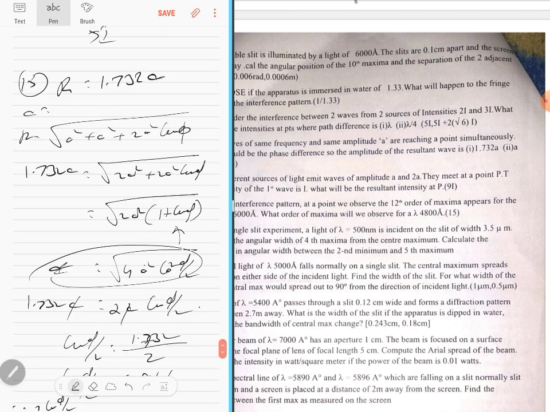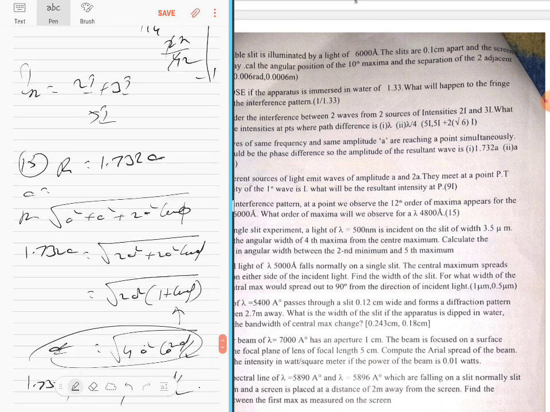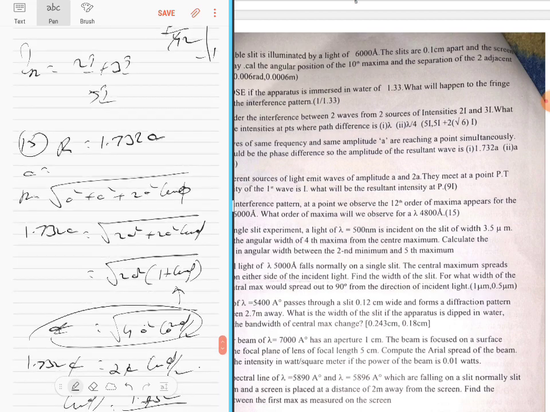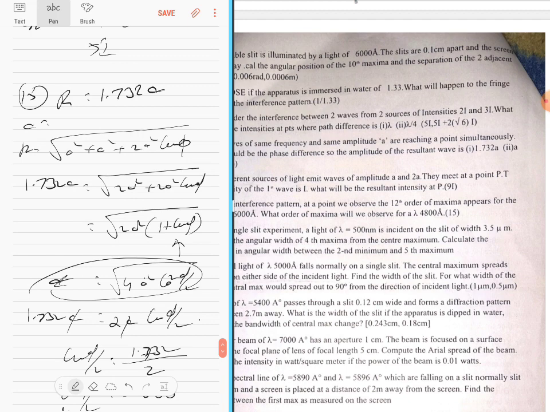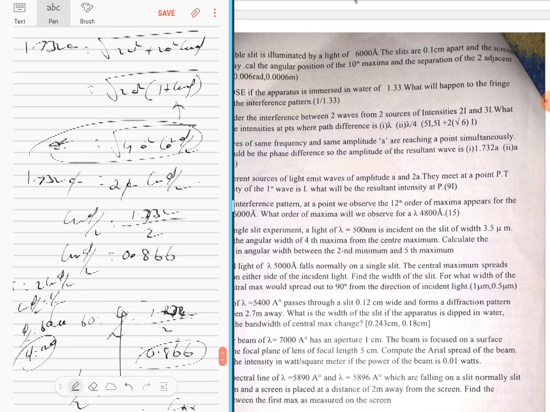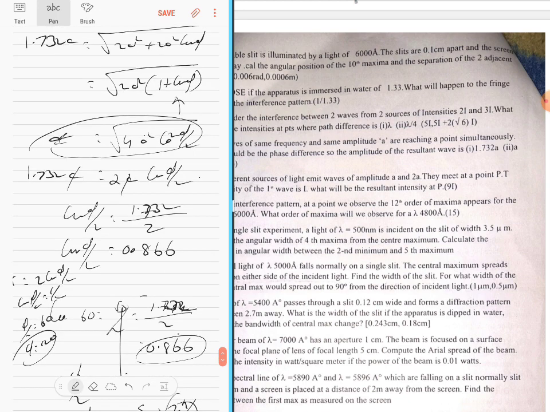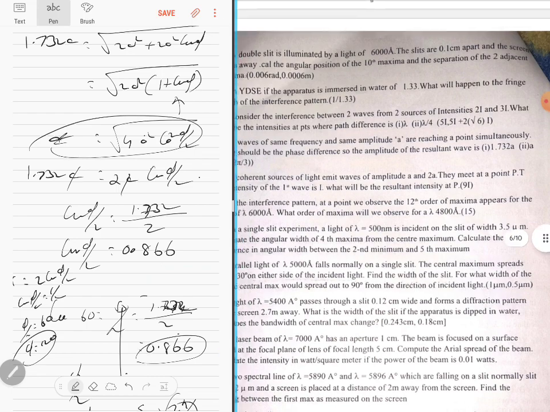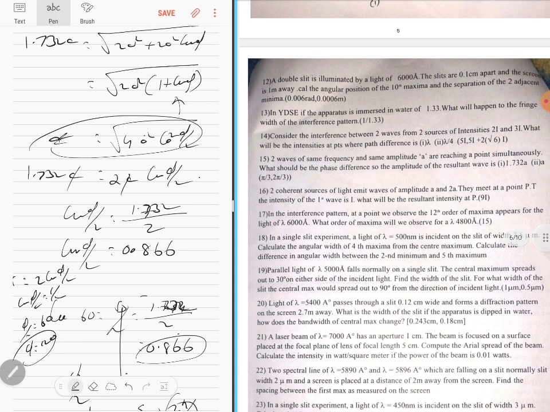The first case, is it wrong? Plus 2a square cos phi, which is 2a square plus 2a square cos phi, 2a square into 2 cos square phi by 2, which is 4a square cos square phi by 2, which is 2a into cos phi by 2. Cos phi by 2 is 0.866. So phi by 2 itself is 60 degree. I'm getting the same answer 2 pi by 3 in both the cases.